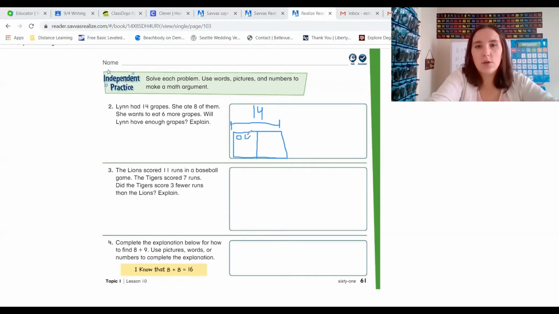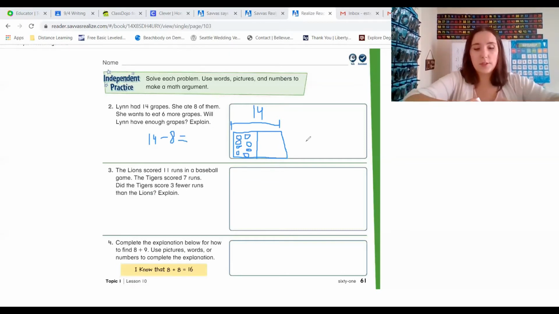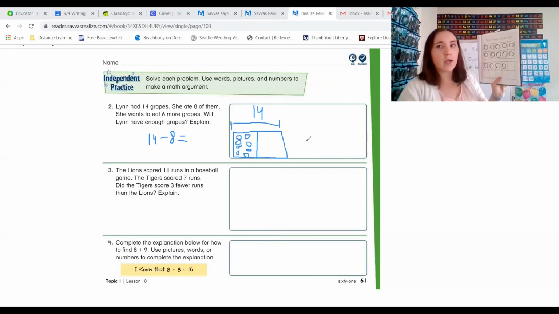So 1, 2, 3, 4, 5, 6, 7, 8. Okay, so we know that she ate 8 of the grapes. Now if we do 14 minus 8 to see how many grapes are left, well, let's see, 14 minus 8. I'm going to use my 10 frames real quickly to do this problem. So 14 counters. I have 14 counters on my 10 frames, and I'm going to cross off 8 of them.